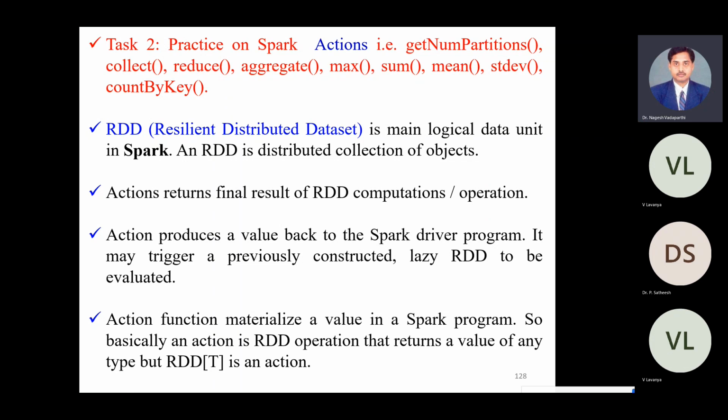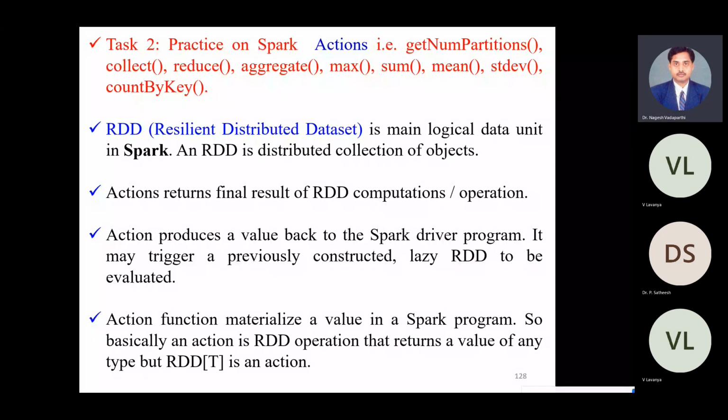So 11 transformations we have executed. Now I'm going to explain 10 more actions. That is get number of partitions, and then collect, reduce, aggregate, max, sum, mean, standard deviation, count by key, like that.